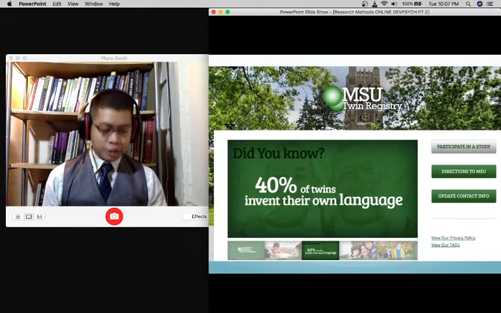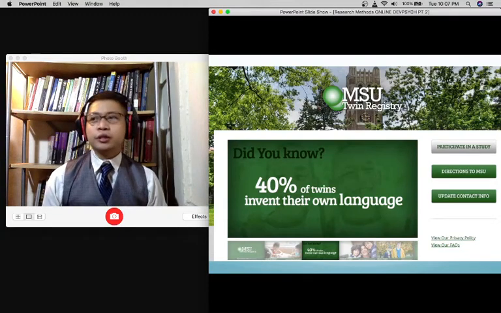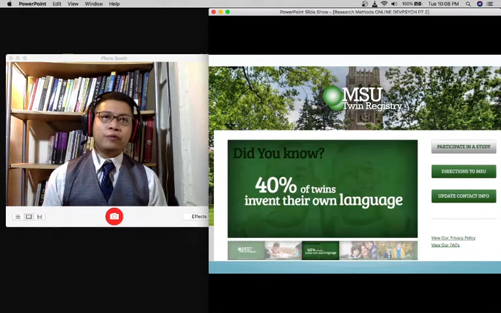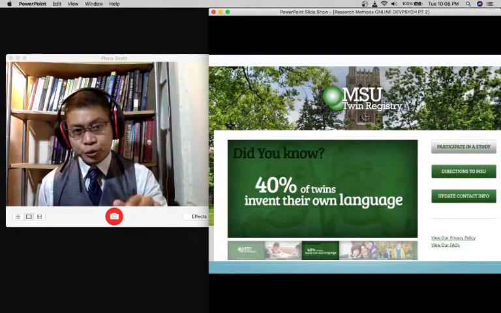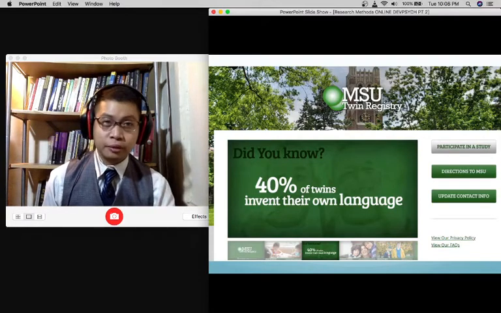I searched some universities out there that carry a laboratory that carries out twin studies. And one of the universities is Michigan State University. Did you know that this school has a twin registry? So if you have a twin, if you know someone who is an identical twin or even a non-identical twin, okay, you can register to this registry by MSU and you will get paid by registering.